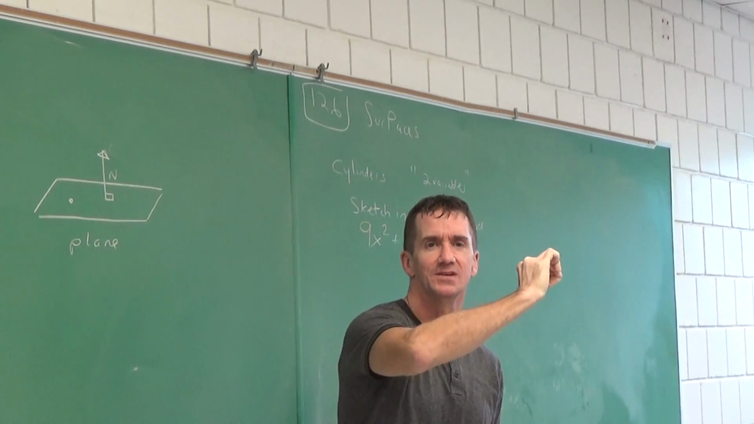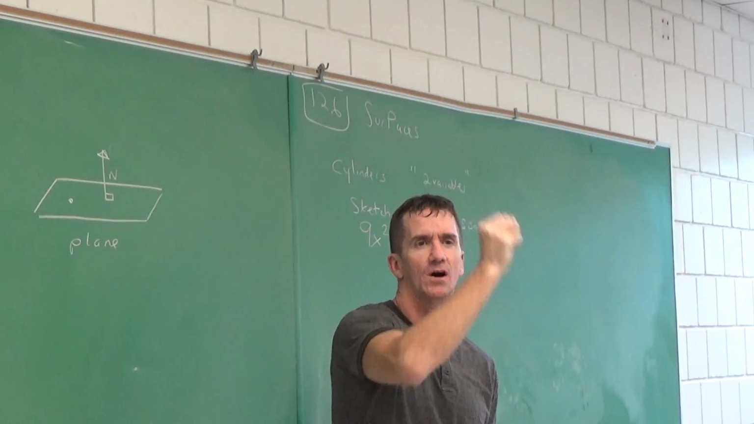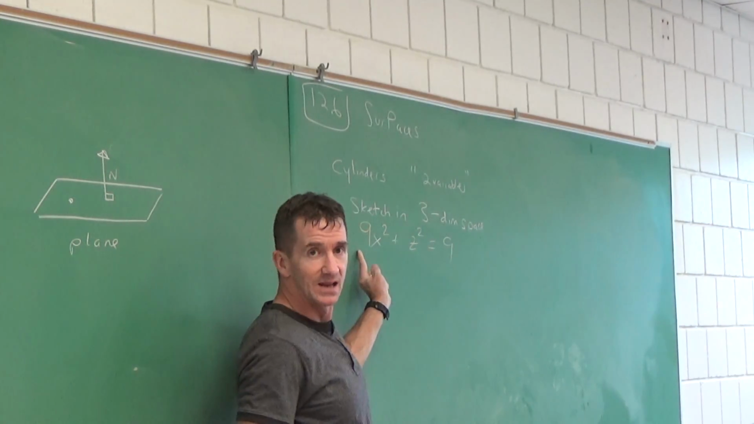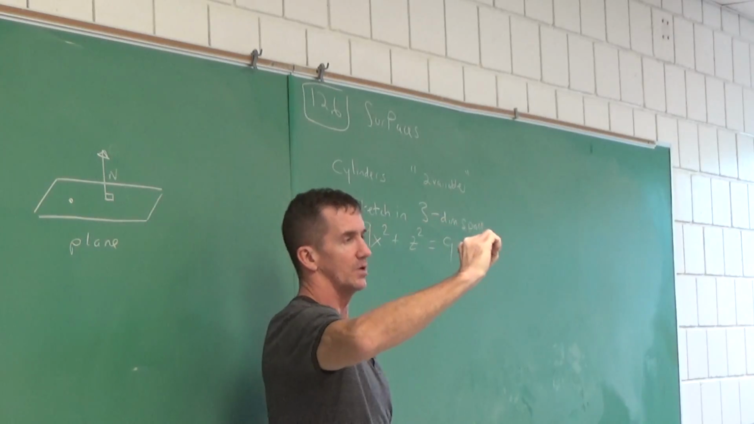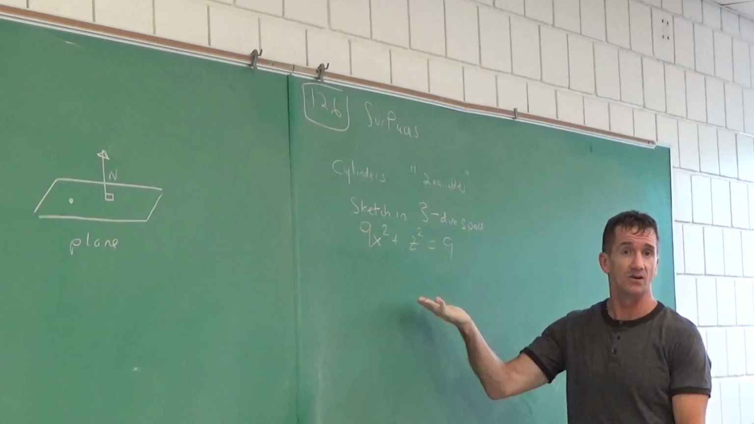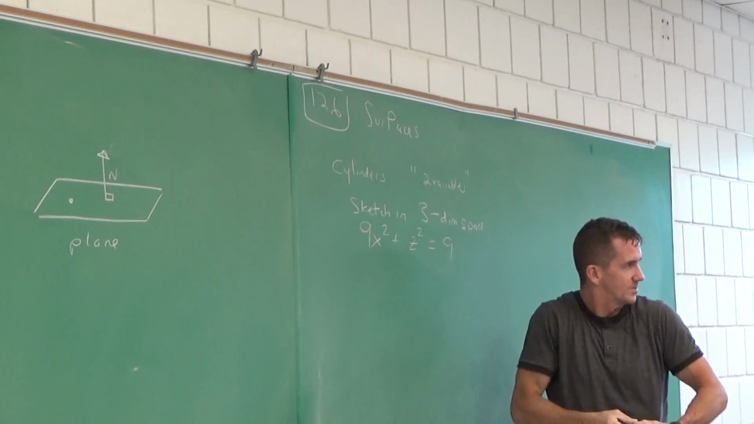I heard ellipse. When a circle, when the coefficients of the x and y are always the same, what if one's off a little bit? You know, one's a 1, but the other one's a what? 9. It makes it more like an oval in two-dimensional space. They call it an ellipse. So this is still a cylinder, it's just not a perfect circular cylinder. It's more like an elliptical cylinder.